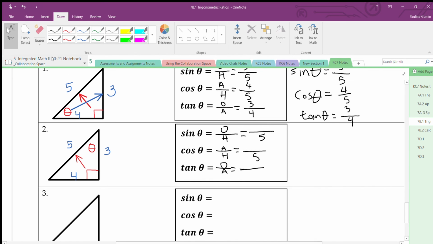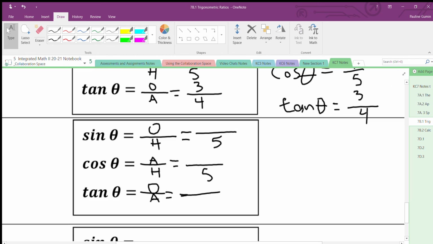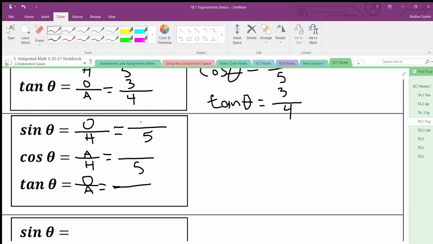Perfect. Now let's do opposite. So I'm going to take my finger, pen, pencil, put it on my angle and go straight across. Ooh. In this case, my opposite angle is 4. Which only leaves 3 to be adjacent.